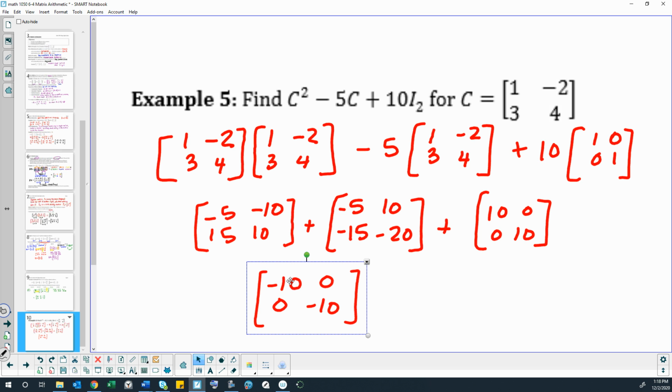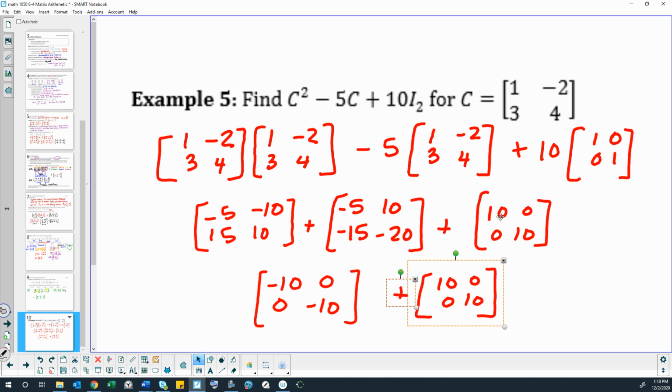So negative 5 plus negative 5 is negative 10. Negative 10 and 10 is 0. 15 and negative 15 is 0. 10 and negative 20 is negative 10. Add that to our identity matrix times 10, and everything cancels out, and we end up with 0.